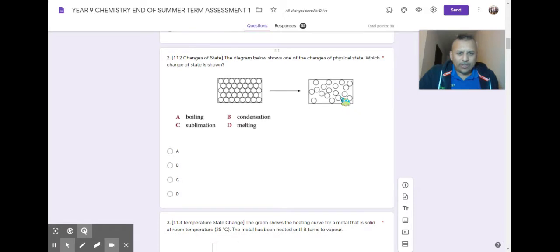Question number 2, if there were fewer particles in the second box, I would be tempted to put sublimation as the answer, but the particles are not far apart from each other. It's a dubious question, but the answer that we went for in the end was melting.